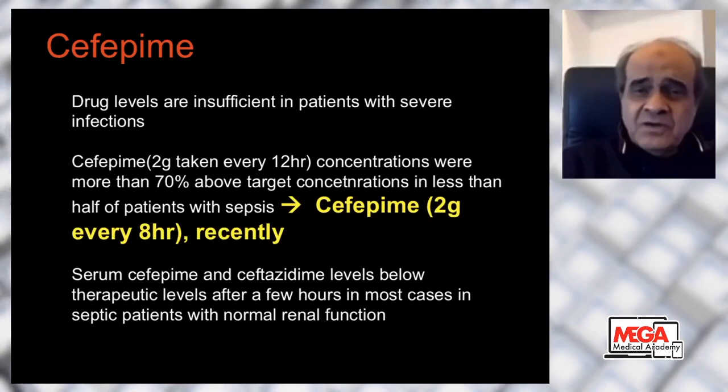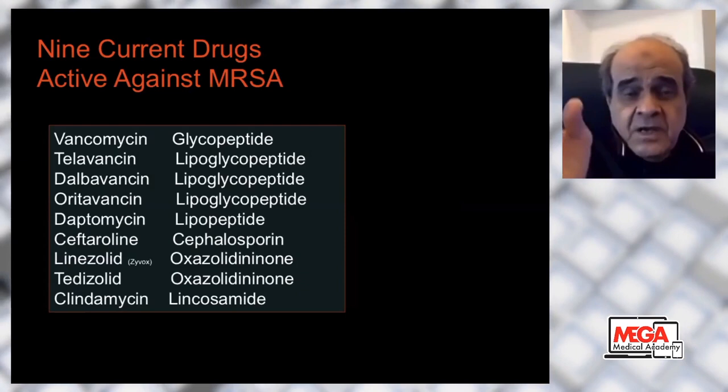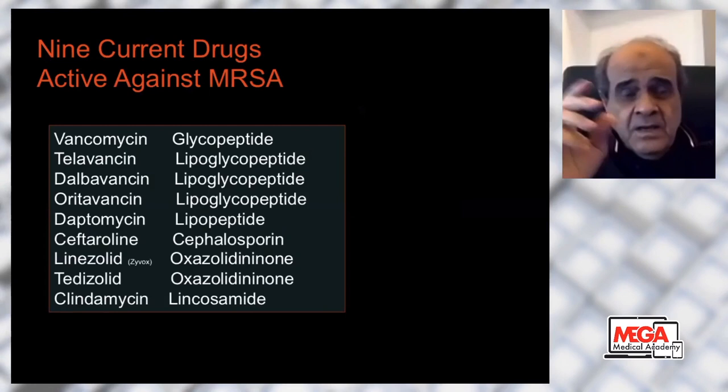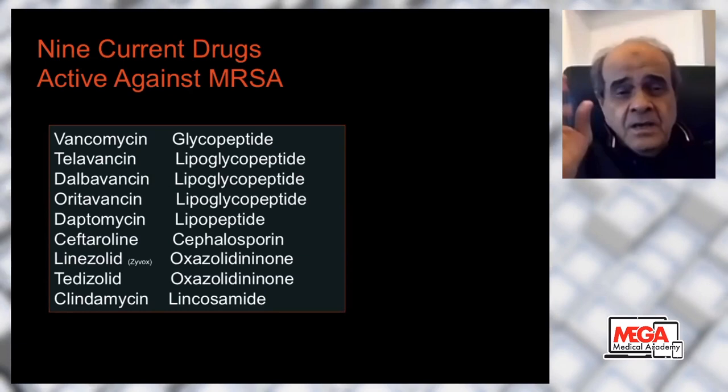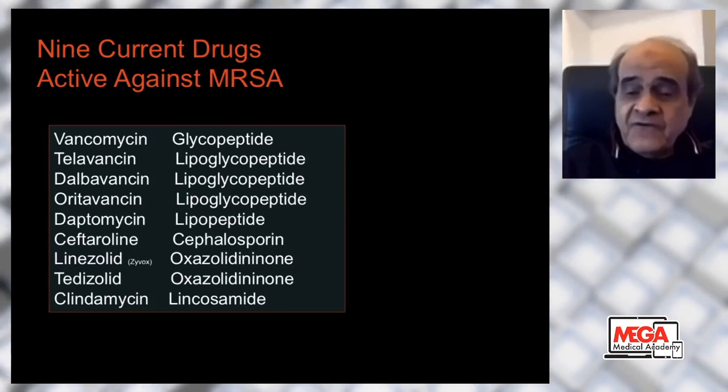Don't forget, there are now 9 current drugs active against MRSA, methicillin-resistant Staph aureus, which are vancomycin, still the best drug really, telavancin, dalbavancin, oritavancin, daptomycin, ceftaroline, a cephalosporin, linezolid, an oxazolidinone, and tedizolid, an oxazolidinone also, and clindamycin. Nine drugs now you have to cover MRSA infection.